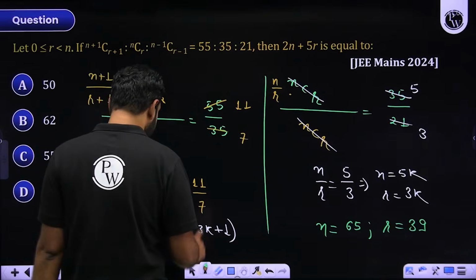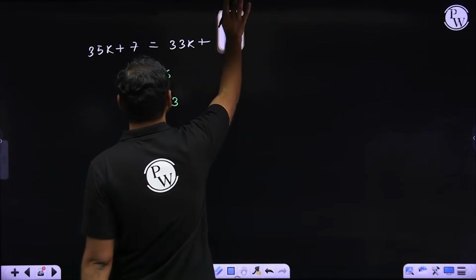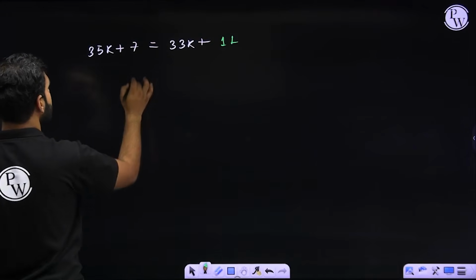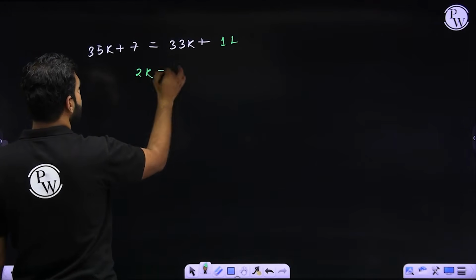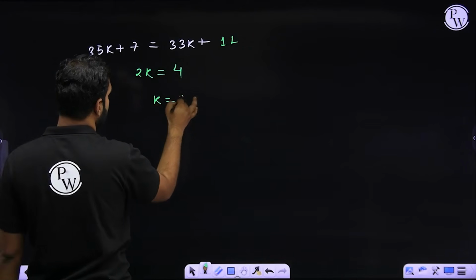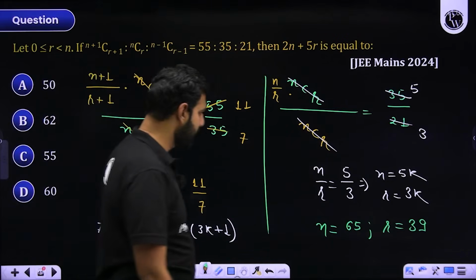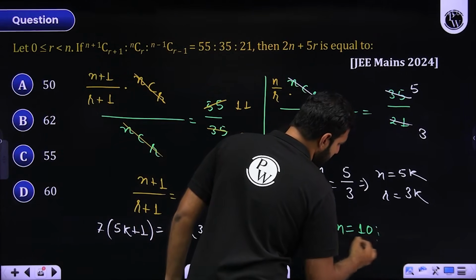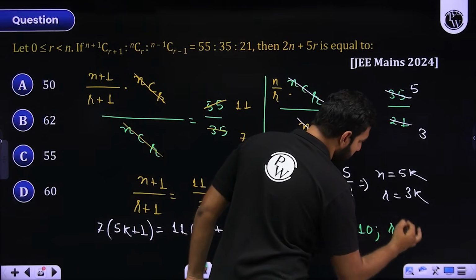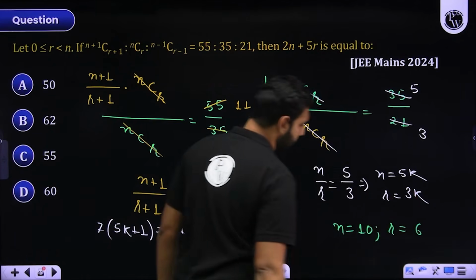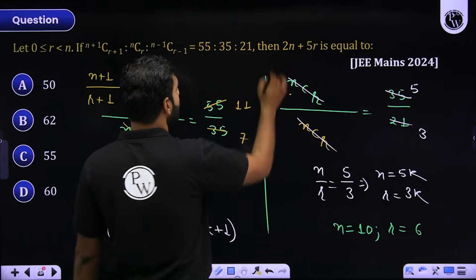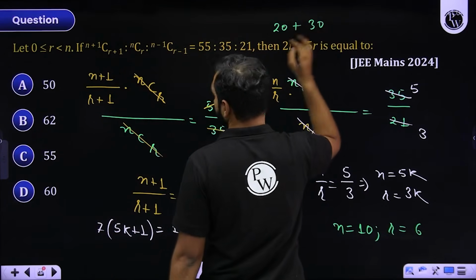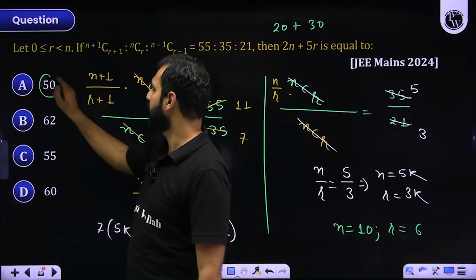This is not 33. 11 into 1 is 11. So there is a correction. It should be 11. So the correction will give me 35 minus 33 should be 2k, and 11 minus 7 should be 4. So k should be 2. Once you have taken k as 2, I think the correction will be n will be 10, and r will be, this was 10 and it should be 6. So 10 and 6. So 2n means 20, and 5r, that is 30. So 20 plus 30 should be 50, and that is given in the option A.